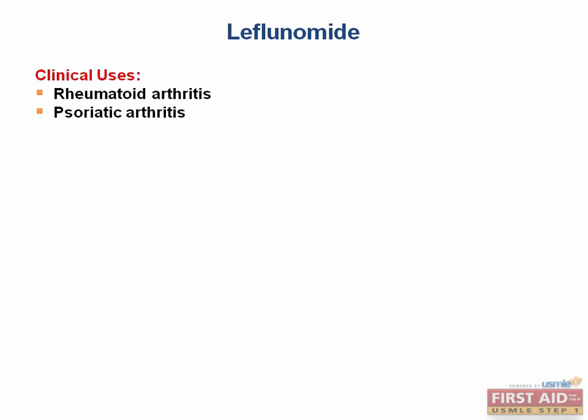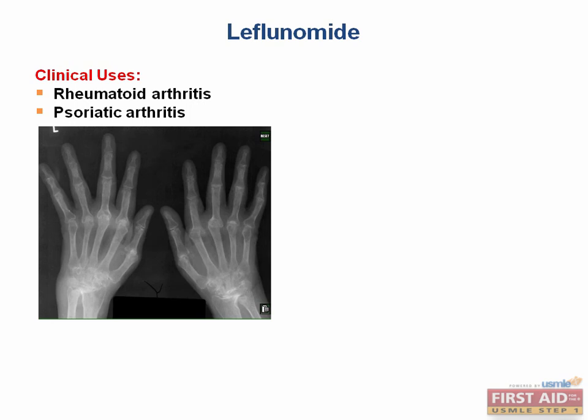Now, initially, this drug is very effective in treating rheumatoid arthritis. Here we see a radiograph depicting the classic signs of rheumatoid manifesting in the hands of this patient. Joint space narrowing, periarticular osteoporosis, or in other words, thinning of the bones around the joints, and ankylosis, or abnormal stiffening of the joint due to fusion of the joint in a non-anatomic position.